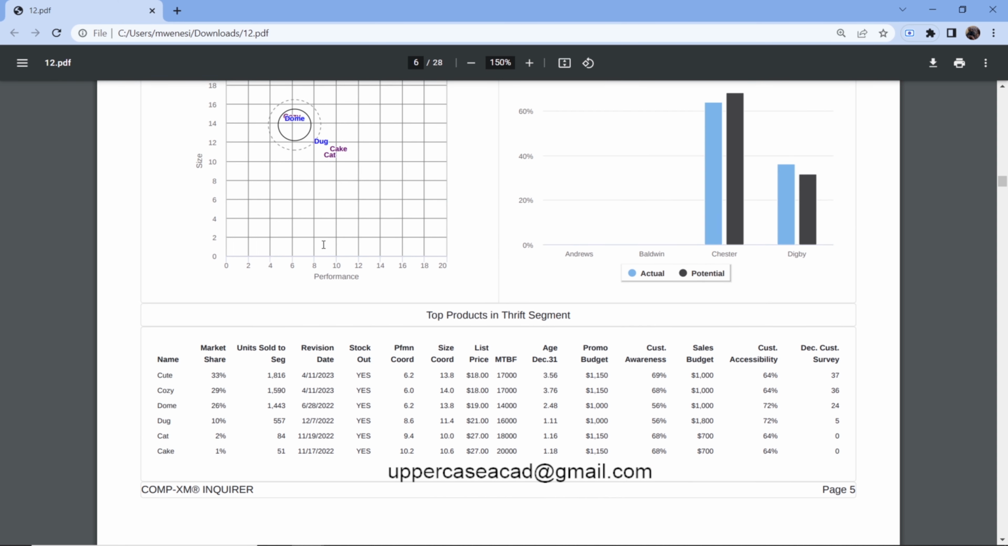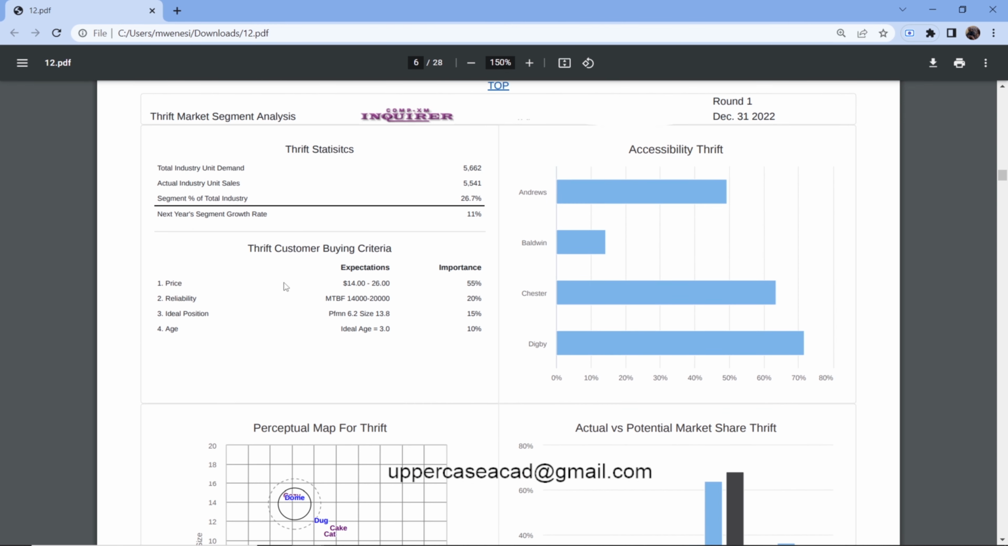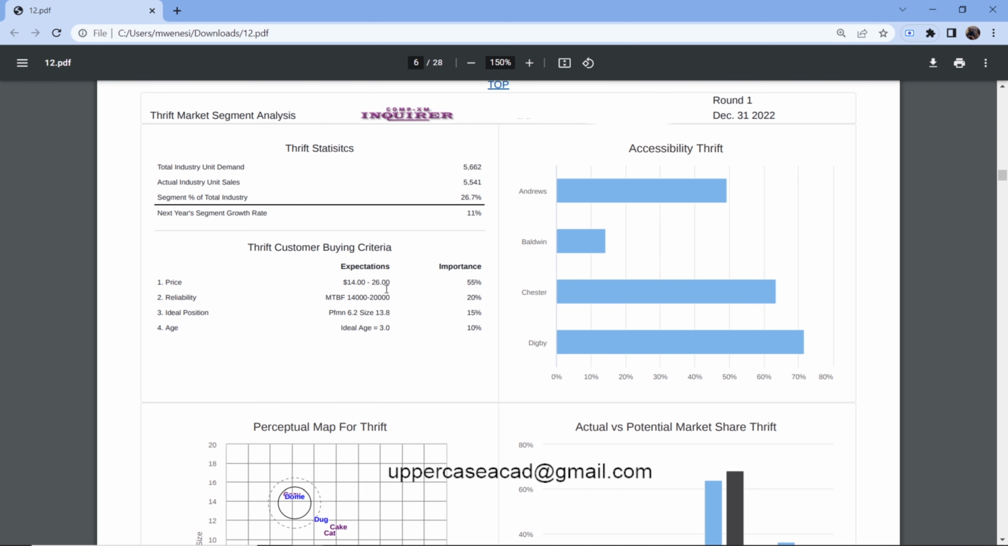You can see that they placed their products at $38, and under the customer buying criteria of the Thrift market segment, customers want a product priced between $14 and $26. What they did is go beyond, with even a very big value of 38. That's why they did not have any sale in the Thrift market segment.